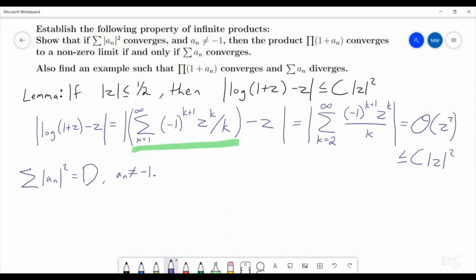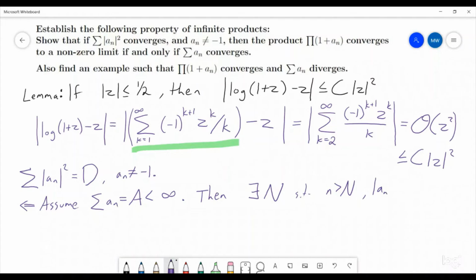Now what we are going to do is the reverse direction first. So we are going to assume that the sum of a_n converges, and we're going to say that that is equal to a, which is less than infinity. Okay. So now what this means is there exists some value N where for all little n bigger than big N, the modulus of a_n is less than 1/2. And so we are going to just say, well, all the things before that are a finite number, so we can just ignore that piece.